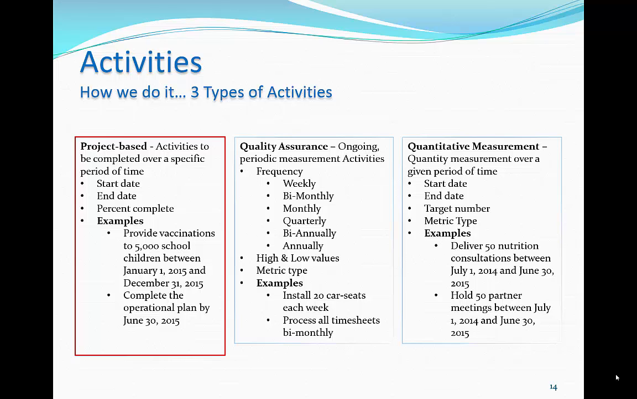An example of a project-based activity might be to provide vaccinations to 5,000 school children between January 1st, 2015 and December 31st, 2015. In this case, the start date would be January 1st, the end date would be December 31st. If the current date is June 30th, 2015, and 2,500 school children have been vaccinated, the percent complete would be 50%.